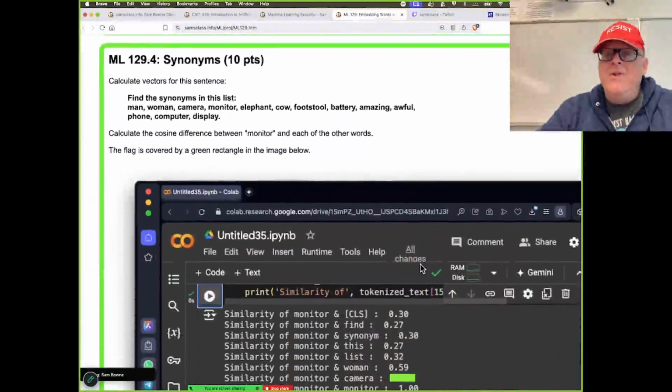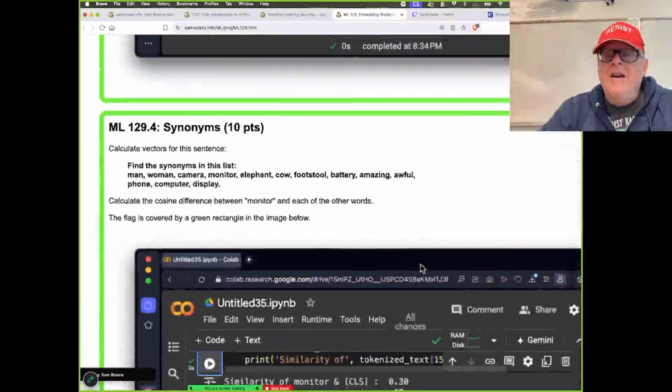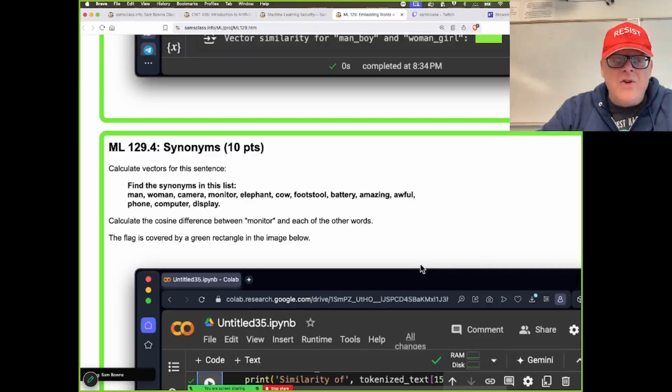All right. Anyway, there's a few flags to find here, and that's all I wanted to show you there.